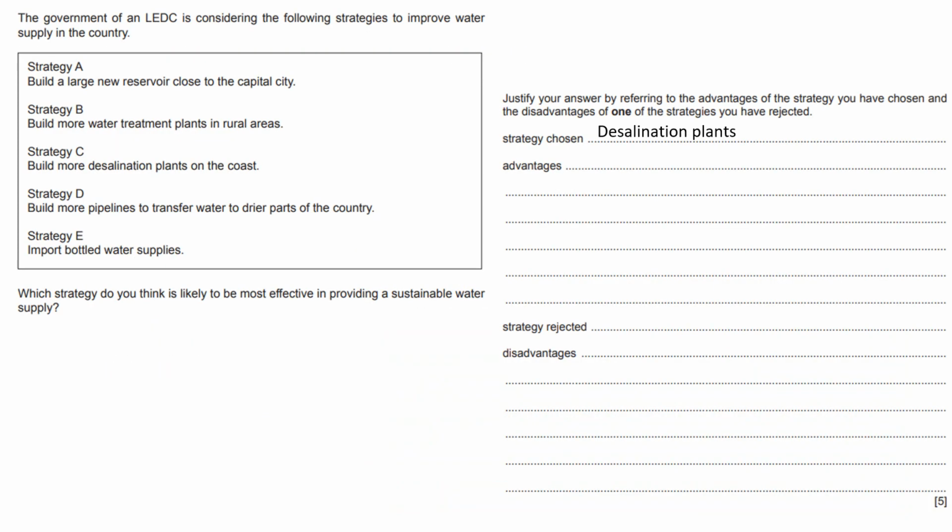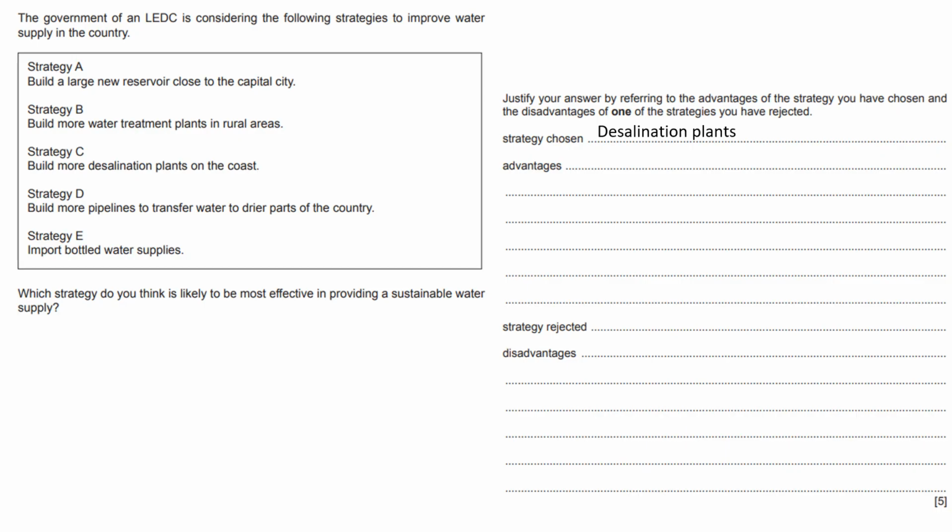That's it. Now, we have this question here also. They said the government of an LEDC is considering the following strategies to improve water supply in the country. Okay, now we have five strategies here. One is to build a large new reservoir close to the capital city.